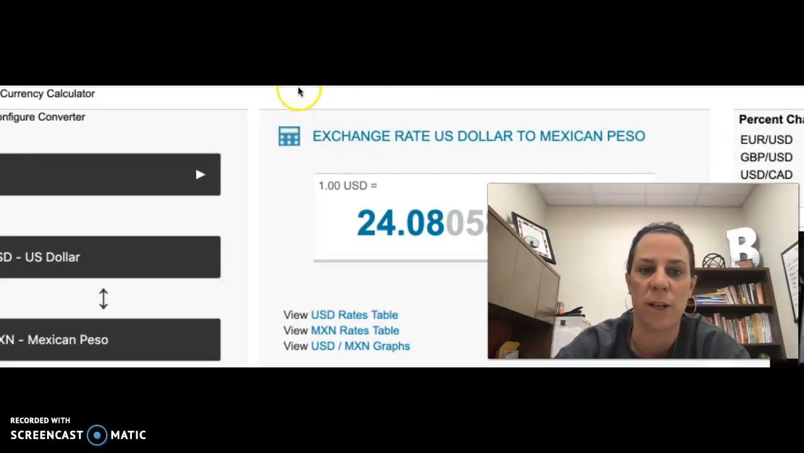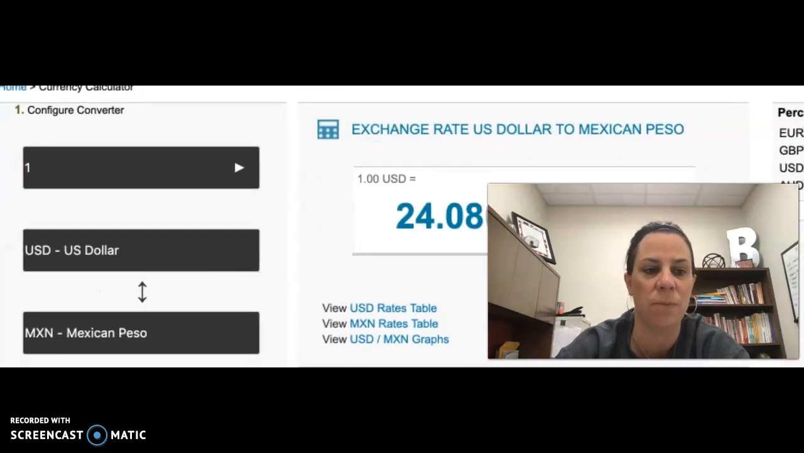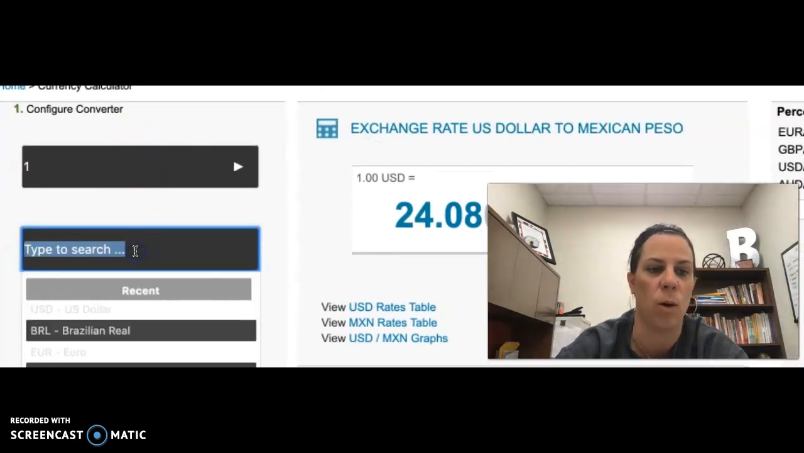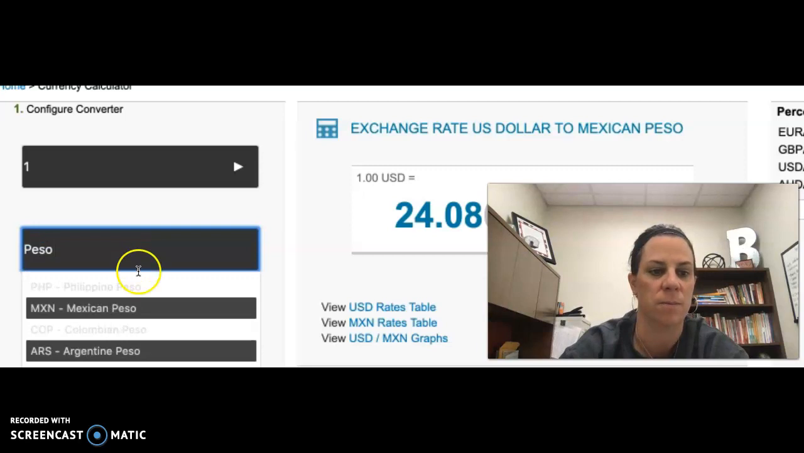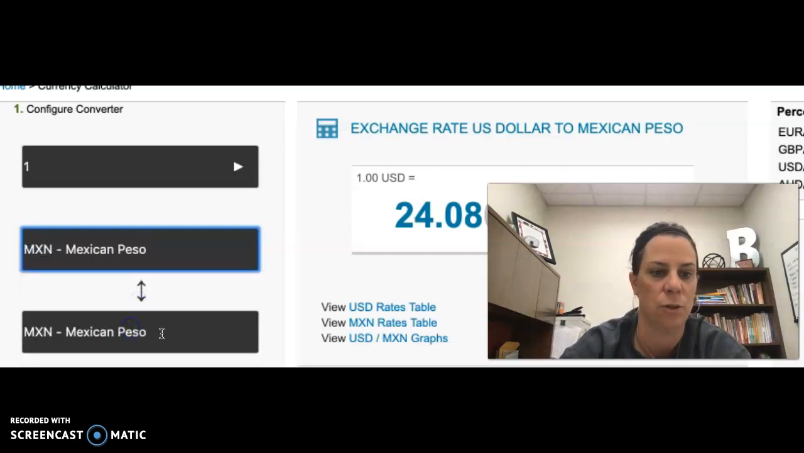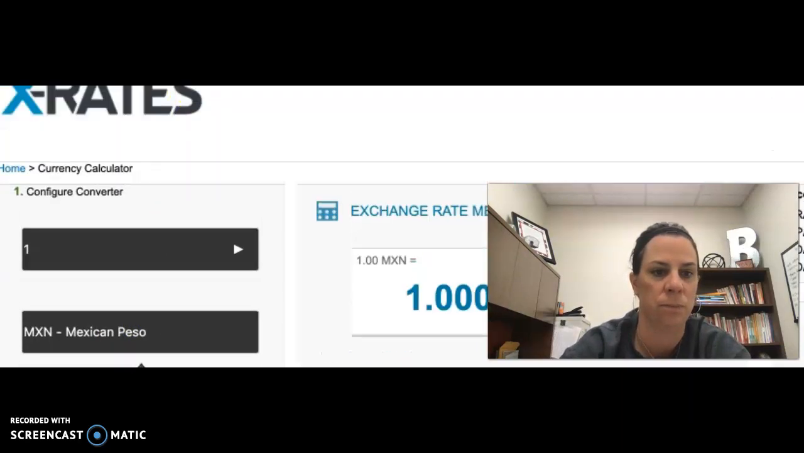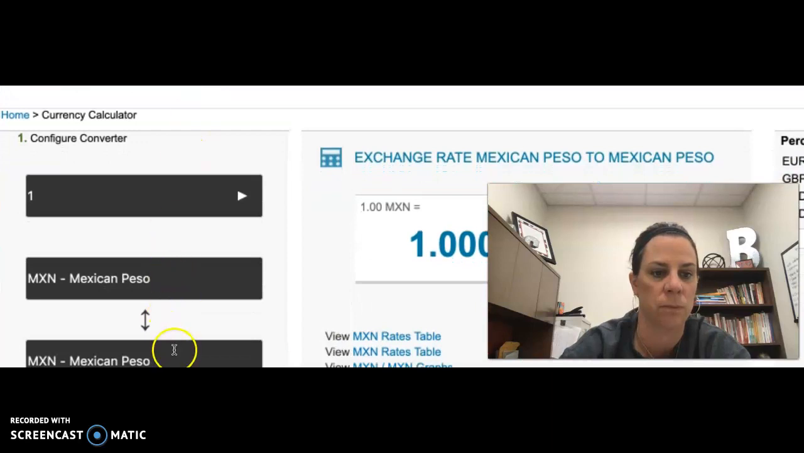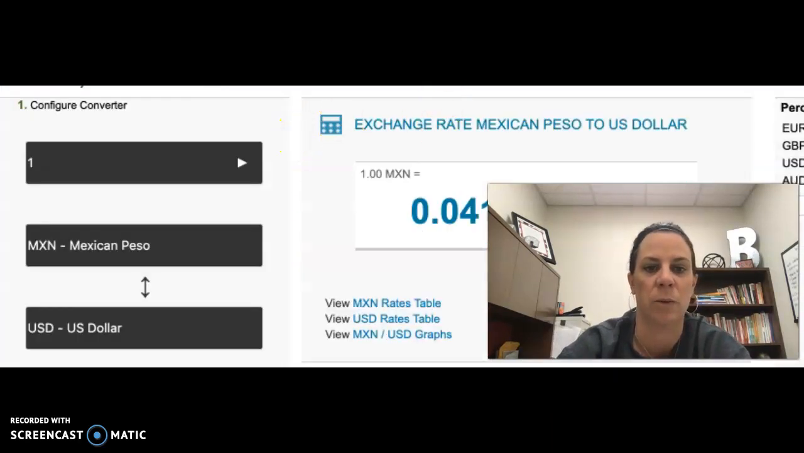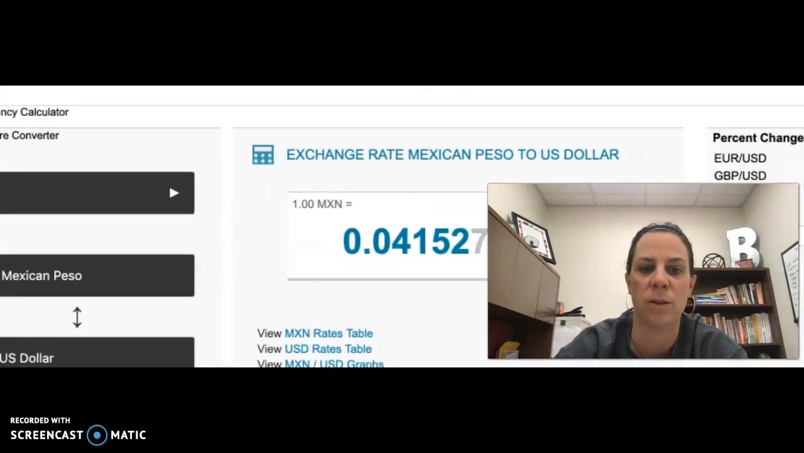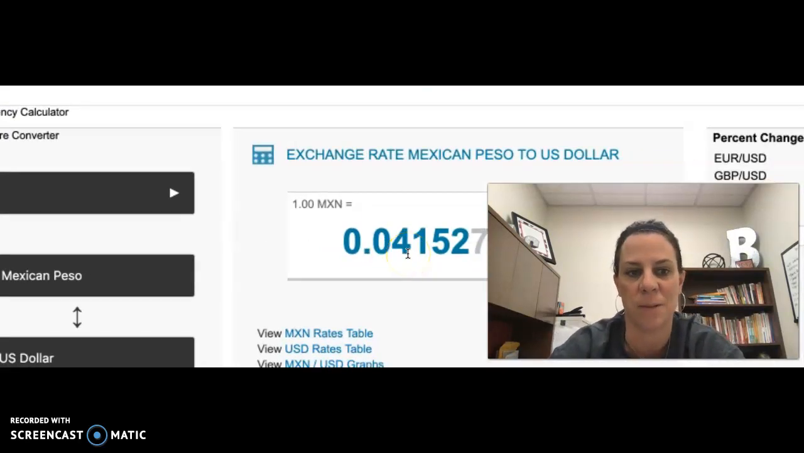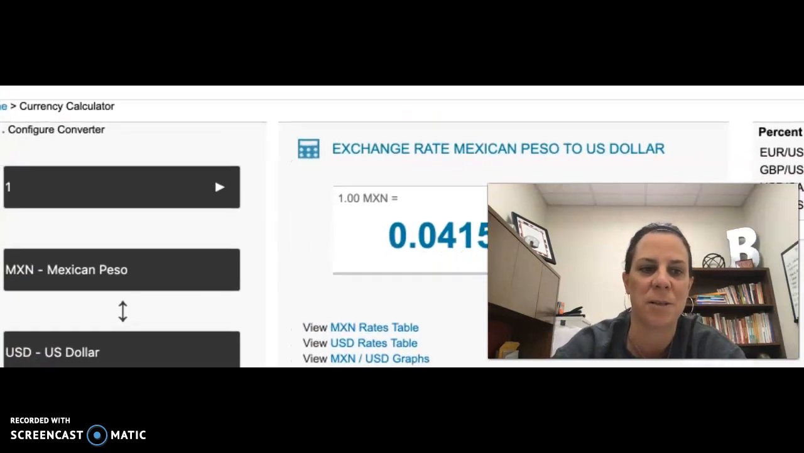So I could do it the other way too. If I had 1 peso, I could come over here and say 1 peso to dollars, and it will do that conversion for me too. So 1 peso to dollars is about 4 cents. So there are lots of online calculators to be able to see what the current value is.